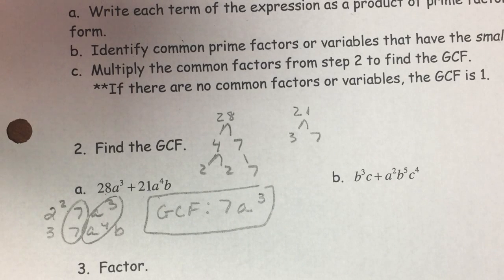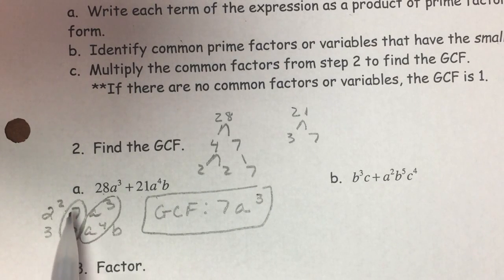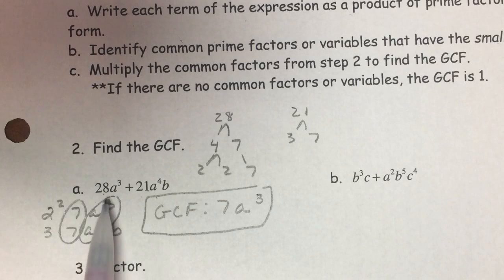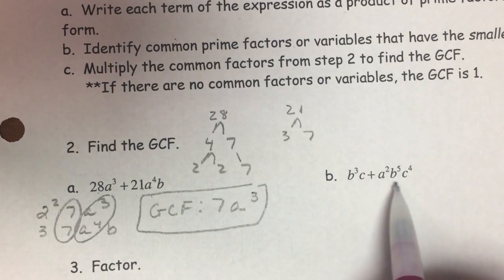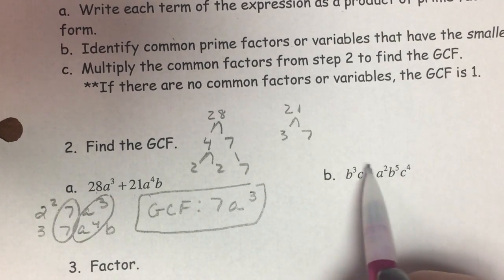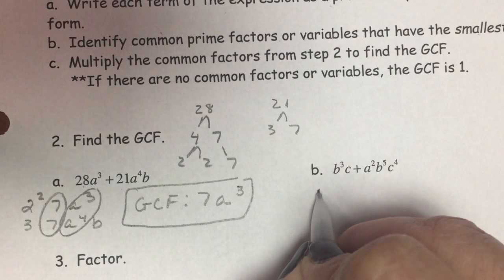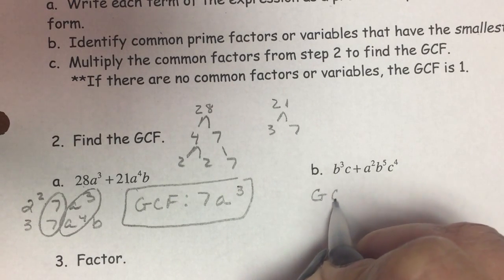So again, you take what they have in common, including the variables, and you take the lowest exponent. If I look at this one here, well, there are no numbers, so the GCF is 1, so you don't have to worry about that.